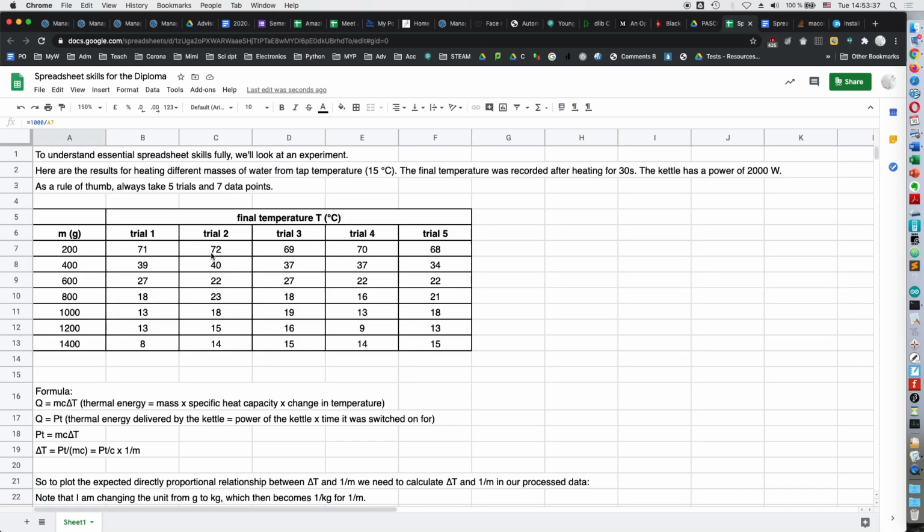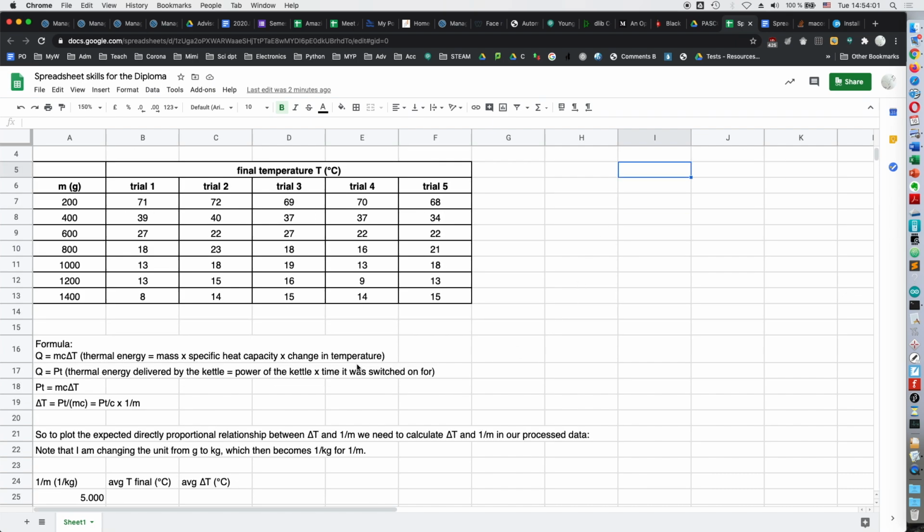So what you see here is the results that I have from an experiment. I have different masses of water that I heat, and I'm recording the final temperature. The initial temperature is 15 degrees Celsius. The power of my kettle is 2000 watts, and I'm heating for 30 seconds. So these are the results that I'm getting.